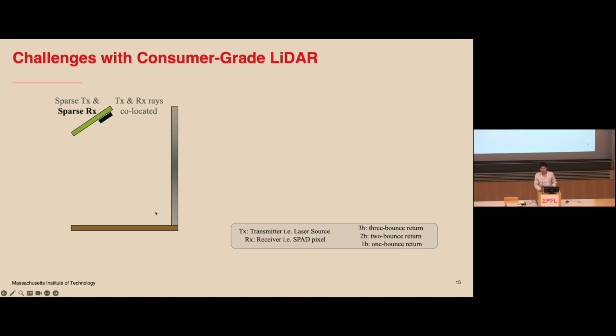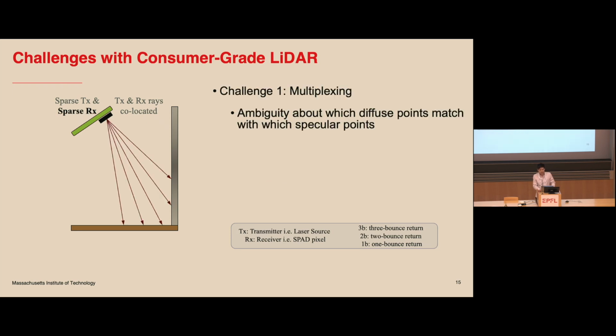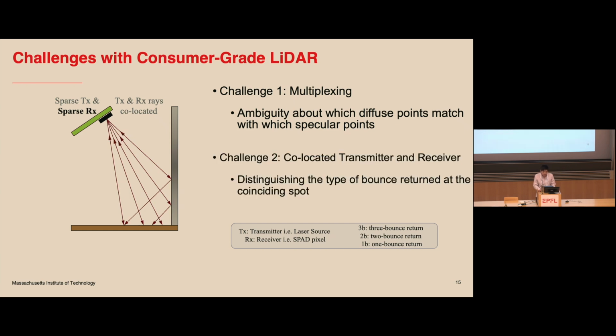And so this brings us to the challenge with consumer-grade LiDAR, which is the setup of our LiDAR device. The first challenge is multiplexing, as I talked about, and the second challenge is our device: we have a collated transmitter and receiver.